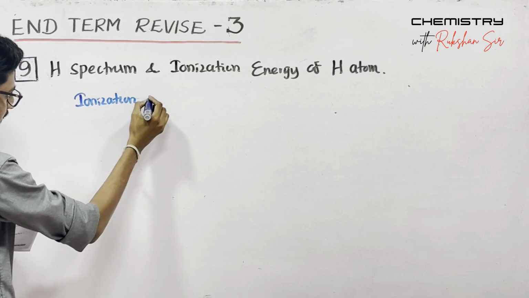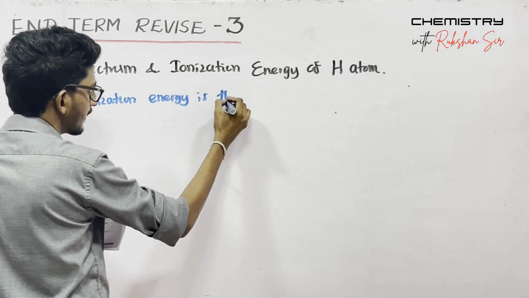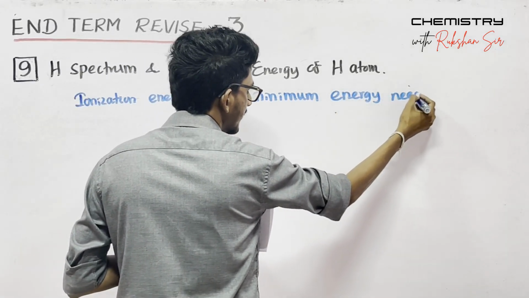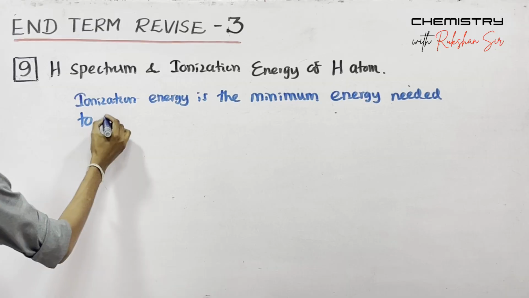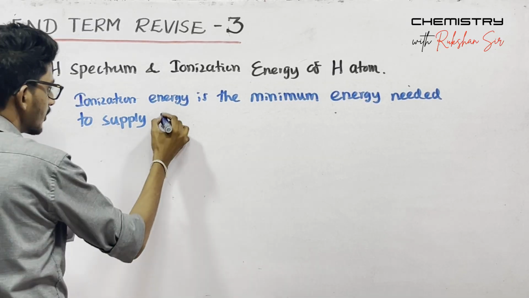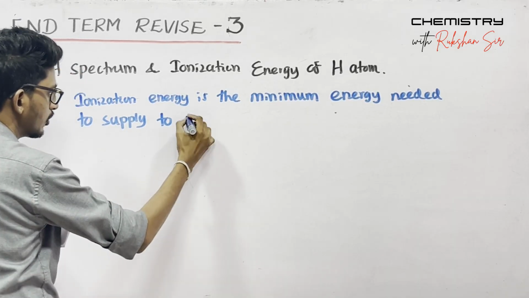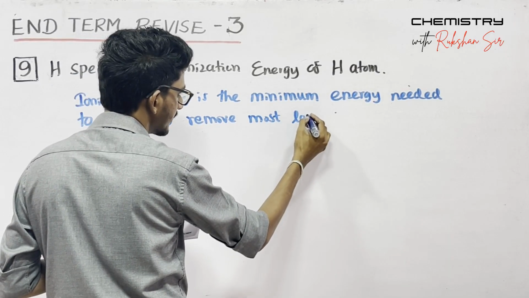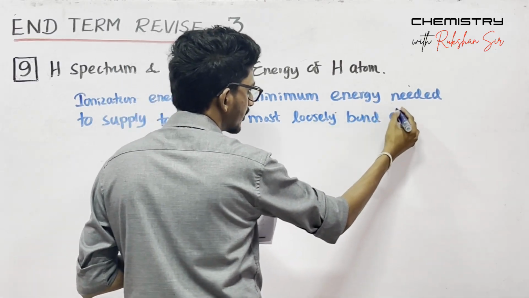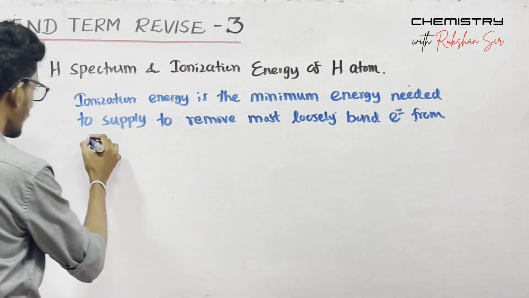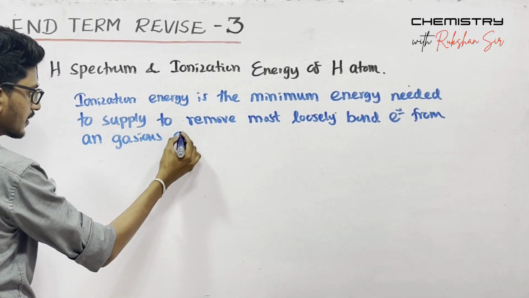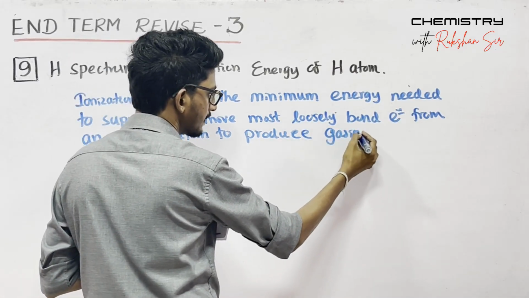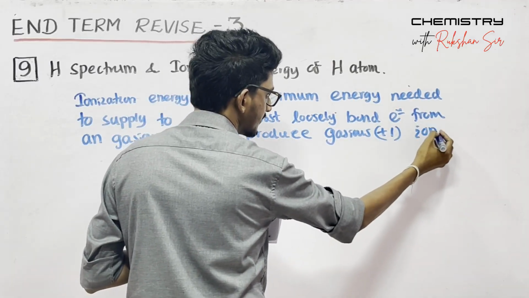Ionization energy is the minimum energy needed to supply, to eject, to remove, let's say remove, the most loosely bound electron from a gaseous atom to produce a gaseous +1 ion. That is the ionization energy, right?